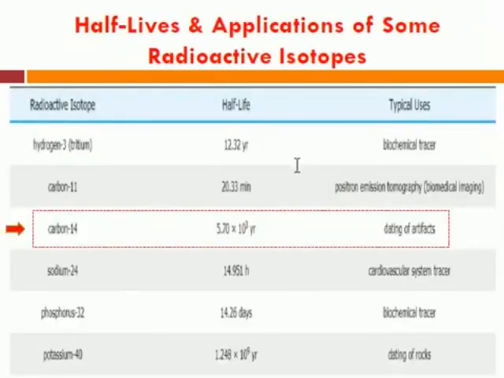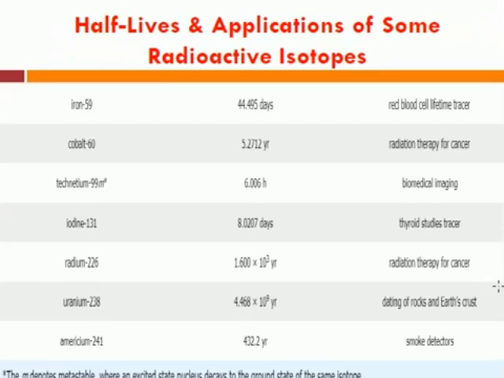Half-lives and applications of some radioactive isotopes. The common radioactive isotope is carbon-14. You must remember the half-life of that, which is 5.7 times 10 raised to 3 years. A typical use for carbon-14 is dating of artifacts. Just read the other examples. Here's another page with some examples of radioactive isotopes and their half-lives and their applications.